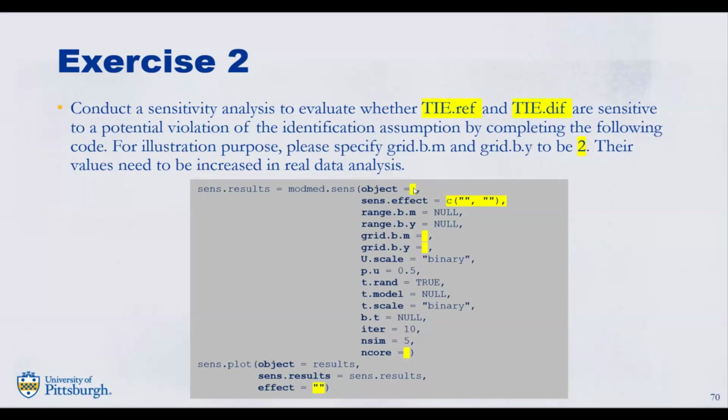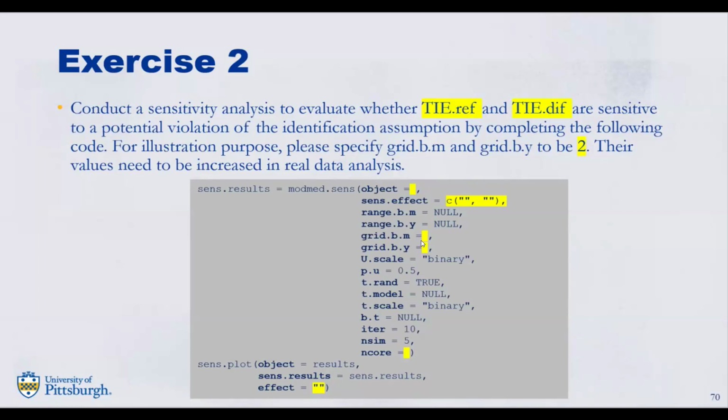So here, you simply need to tell the program the name of the original results. It depends on what name you gave to your original results when you finished exercise 1. And tell the program which 2 effects you want to evaluate the sensitivity for. As I mentioned here, we are particularly interested in whether these 2 effects are sensitive. So you just simply put these 2 effects here. And then the grid numbers, as I said, to speed up the running, you specify small grid numbers.